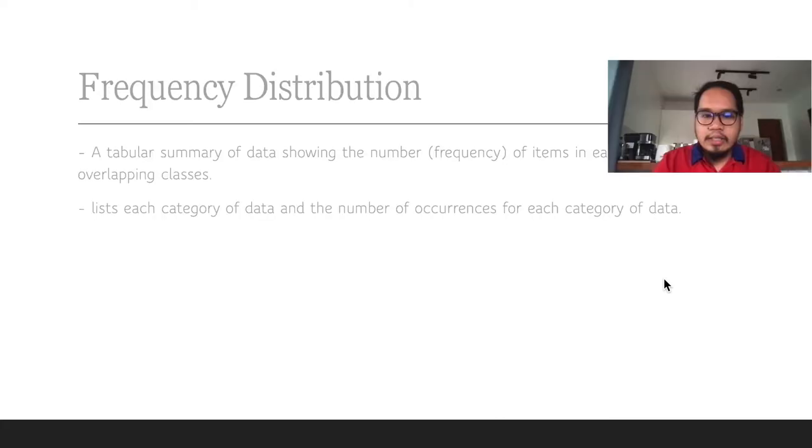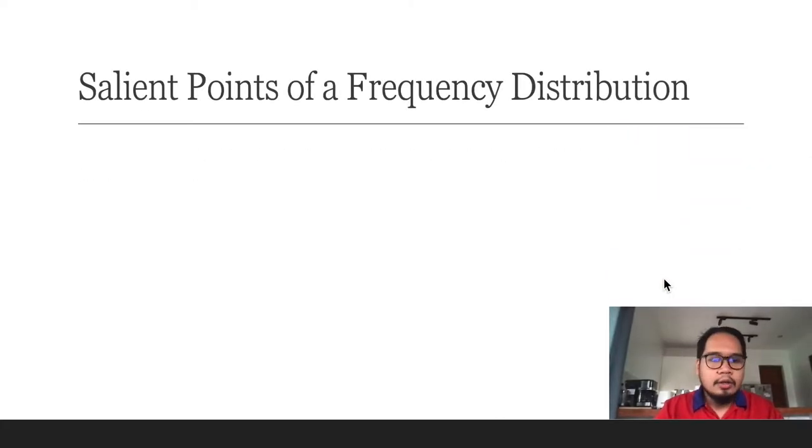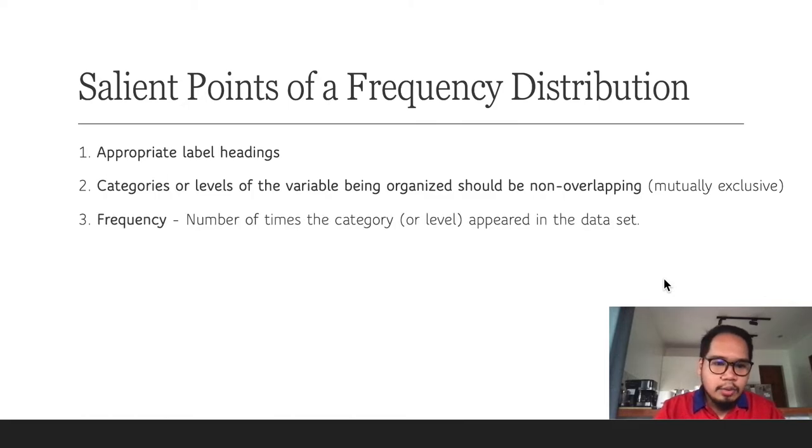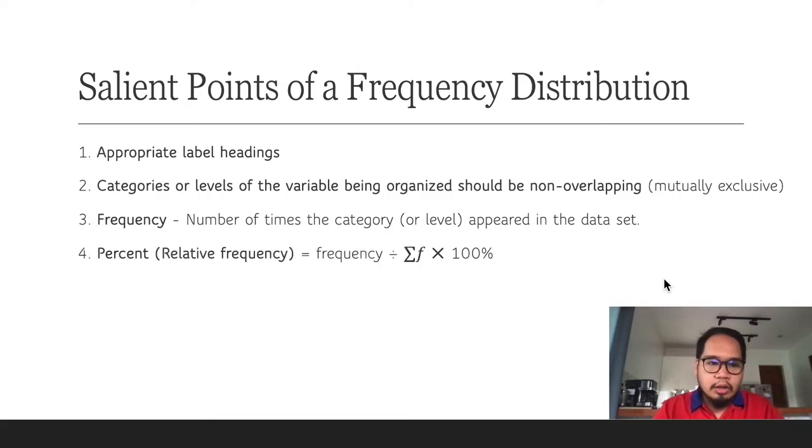First, let's take a look at its important and salient points. First, we should make use of appropriate label headings. Number two, the categories or the levels of the variable being organized should be non-overlapping, which was discussed a while ago. The frequency or the tally, which means the number of times the category level appeared in the data set, we should write that down. And the percentage, or in some books they call it relative frequency, which is basically the same computation. It's equal to your frequency divided by the sum of those frequencies, or the total. You then multiply that by 100% to put it in percent format.